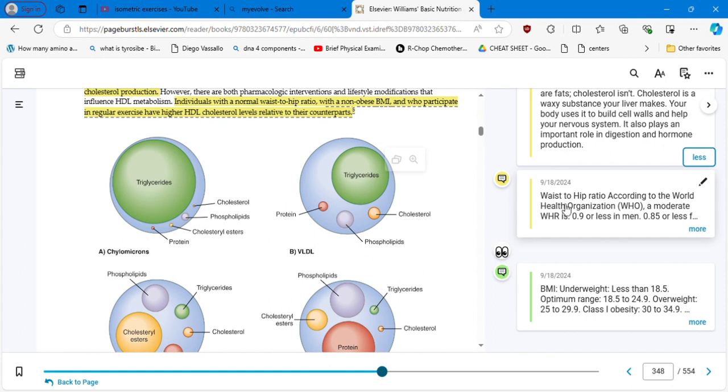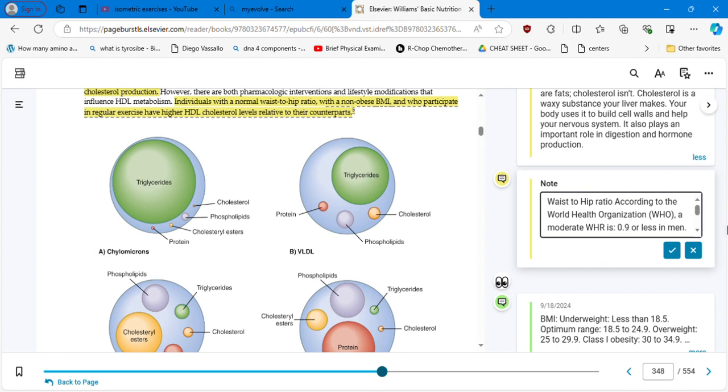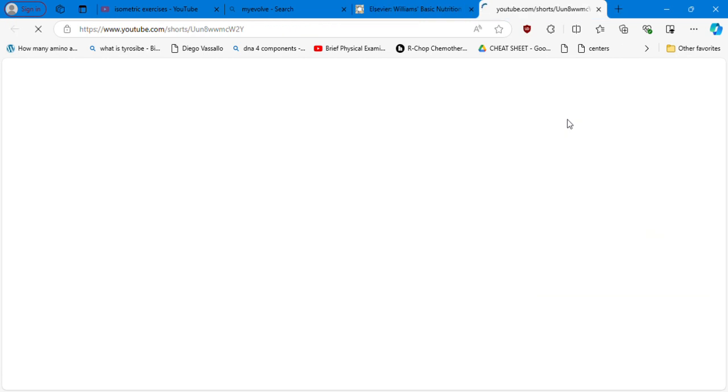How are we measuring the waist to hip ratio? We have a video here. So I'm going to play the video. A very short video for you to understand how we do this.